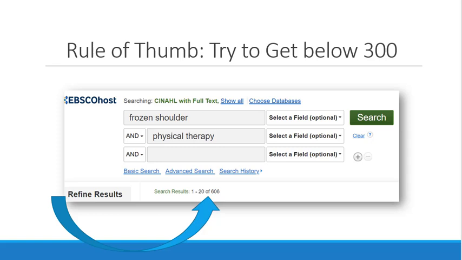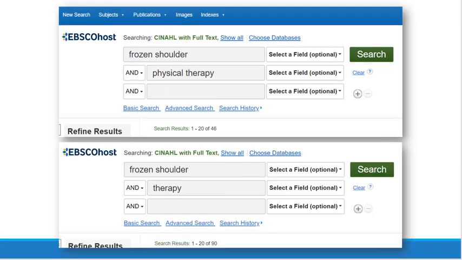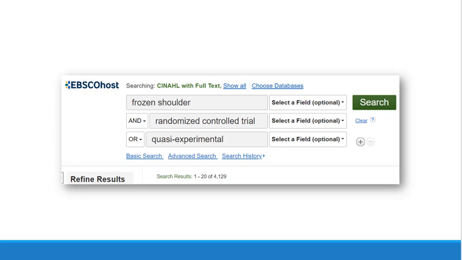If I put frozen shoulder in physical therapy, it narrows things down to 606. Again, the rule of thumb is to try to get below 300. And then some additional combinations. Frozen shoulder physical therapy and randomized controlled trials, just 13. Frozen shoulder manual therapy, randomized controlled trials 7, and then finally frozen shoulder exercise and randomized controlled trials 12. Here, looking at frozen shoulder and physical therapy, 46, and then frozen shoulder and therapy, 90. Again, just trying to explore different things because you're trying to cast a wide net to make sure that you cover your bases.